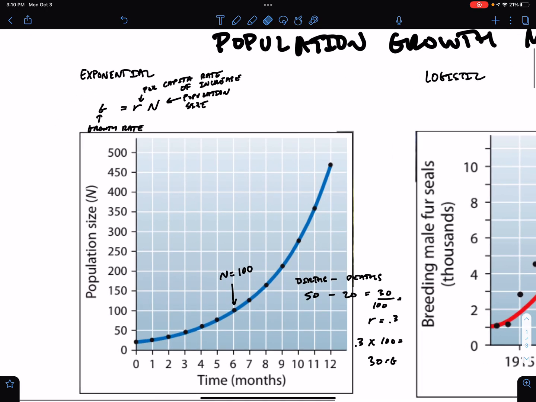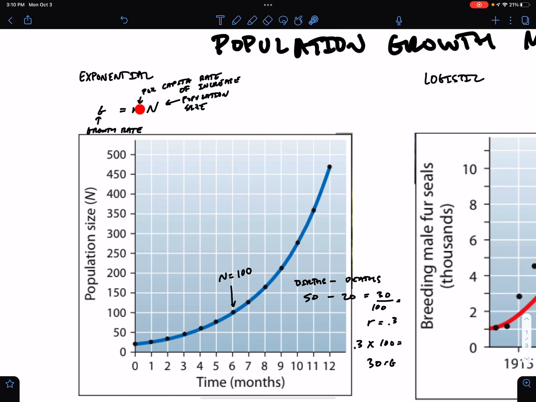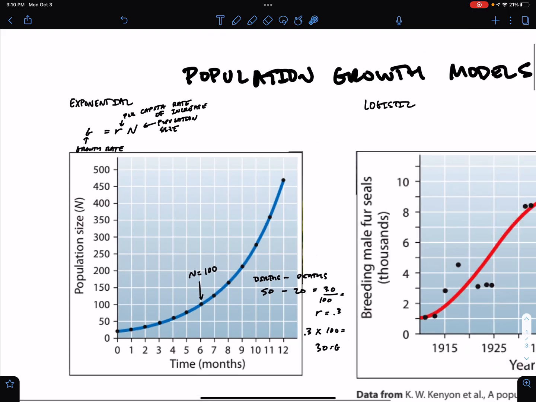Okay, I want to say one more thing. I guess you can see that even if the per capita rate of increase is staying constant, as the population size gets bigger and bigger, our growth rate is going to increase. So G is only going to get bigger over time with an exponential growth curve.